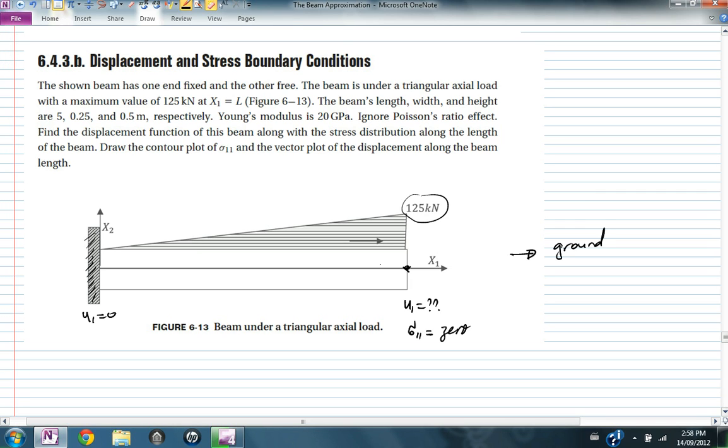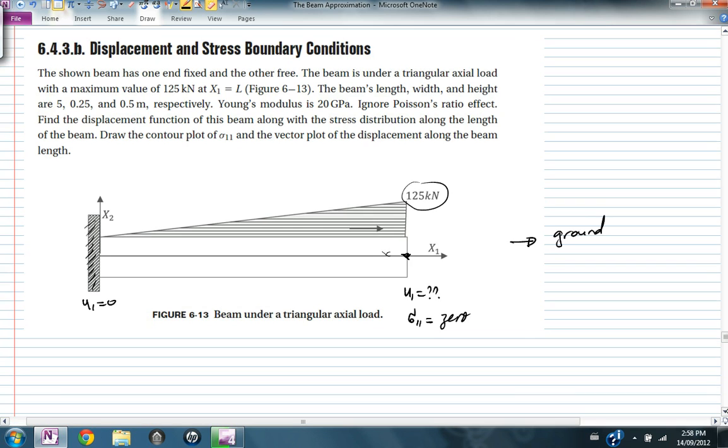And maybe the weight here is more than here, but basically I have 125 kN acting on this point. So I expect the stress distribution to be totally different and everything to be totally different just by changing this boundary condition. Everything is the same except the boundary conditions of the problem.